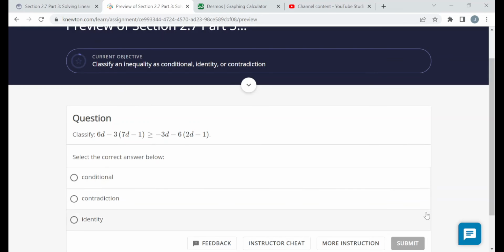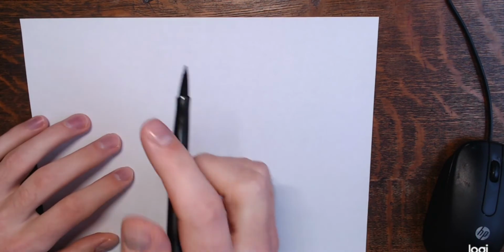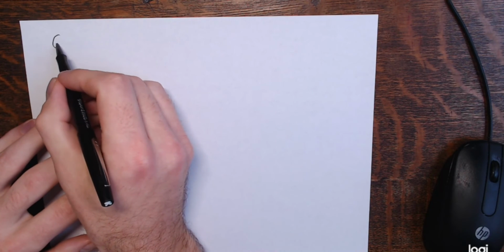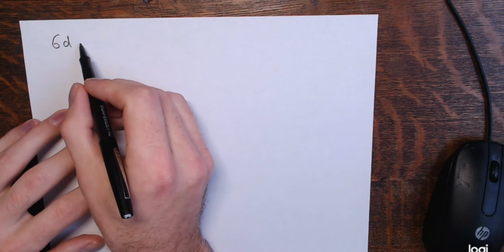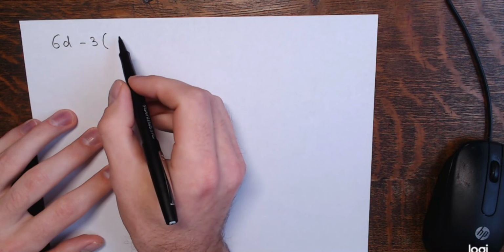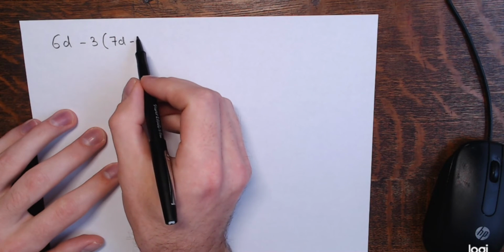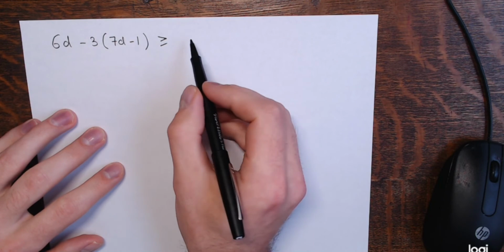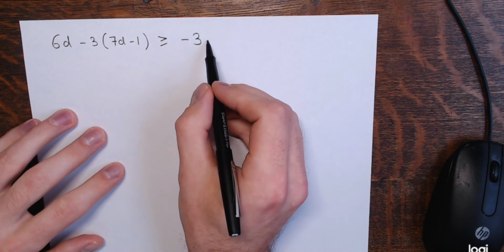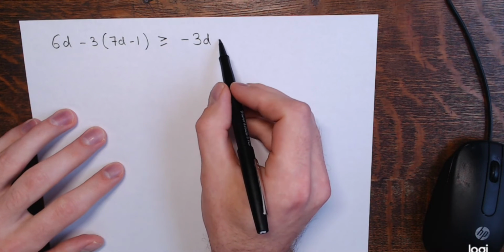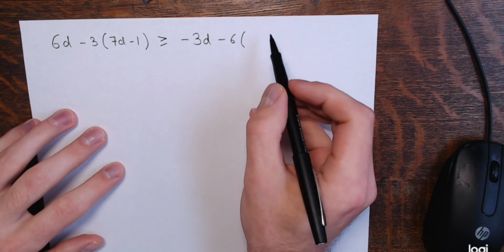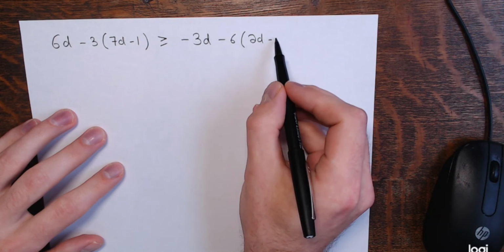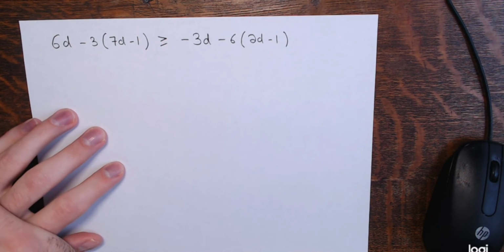So once again, let's make sure I'm copying this correctly. So the left side, we have 6 times d minus 3 times the quantity 7d minus 1, and then is greater than or equal to. And on the right side, we have negative 3d minus 6 times the quantity 2d minus 1. And again, double checking. Yes, that is copied down correctly.